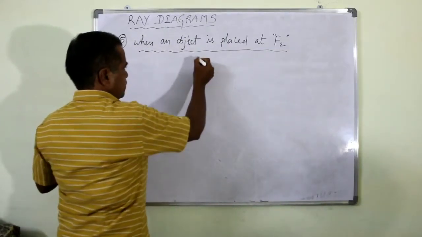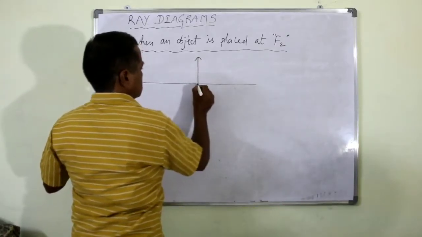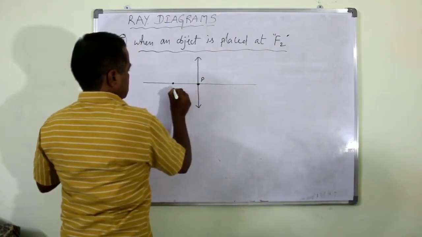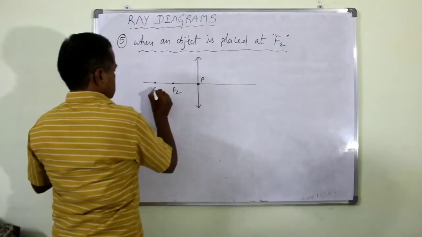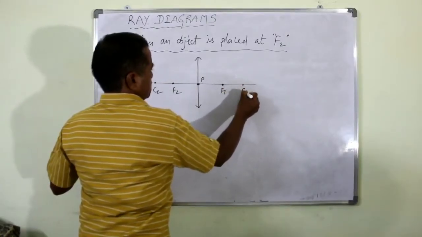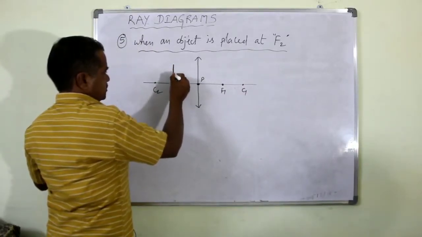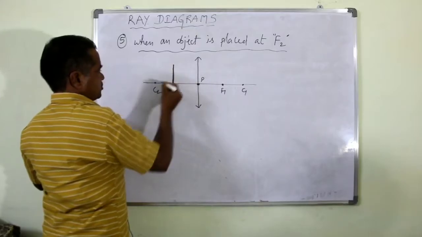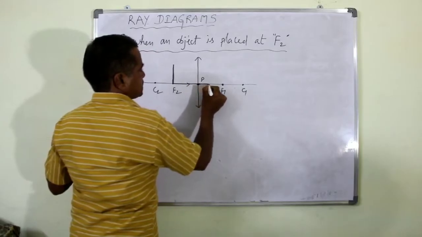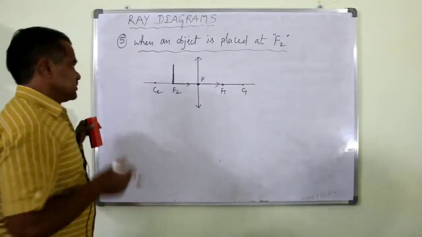So draw one biconvex lens. Optic center, F2, C2, F1, C1. Take one object which is placed at focus point. Draw one line which passes along the principal axis. The corresponding refracted ray doesn't deviate its direction.